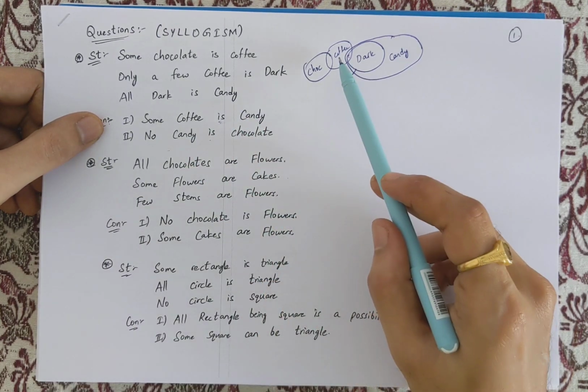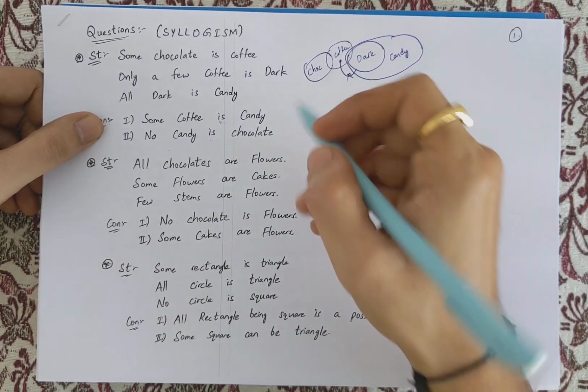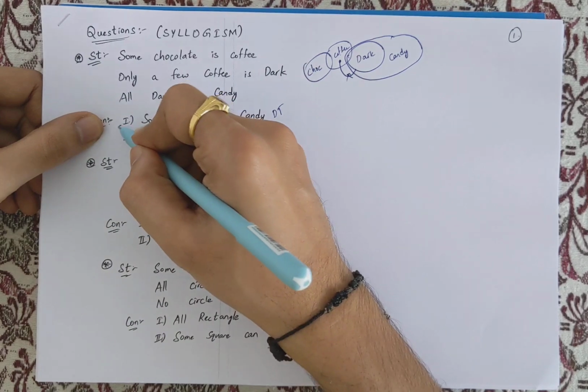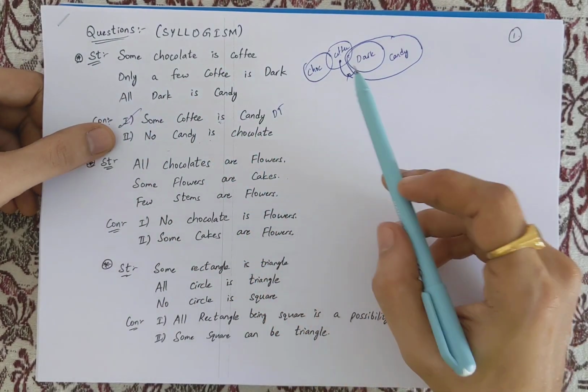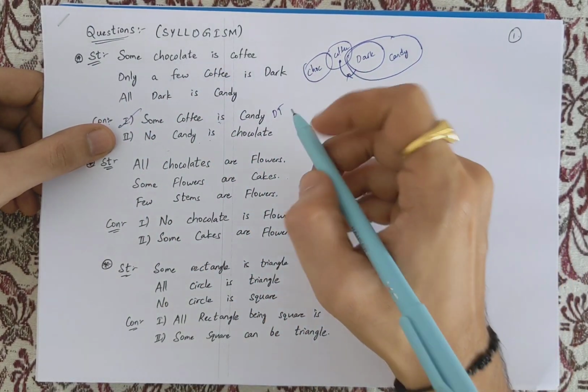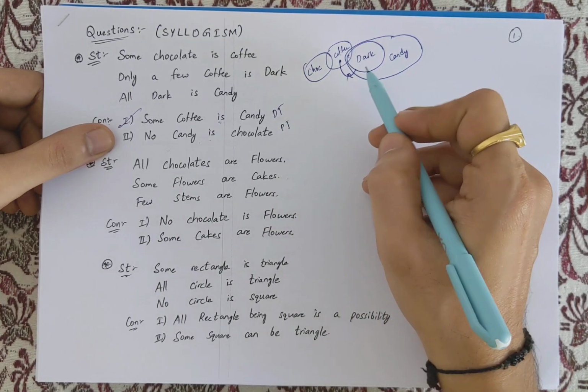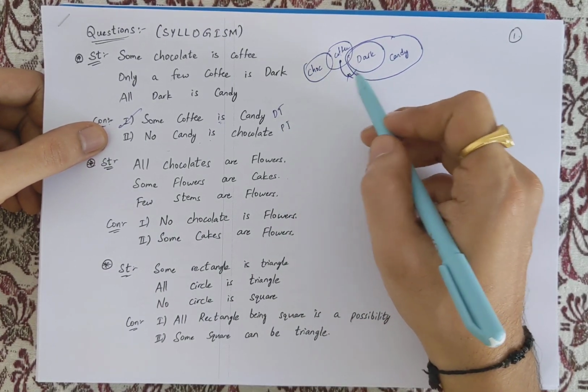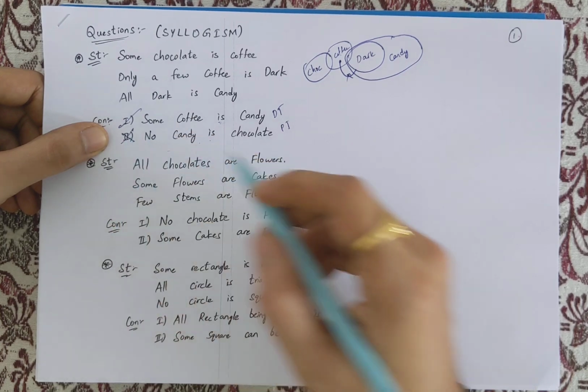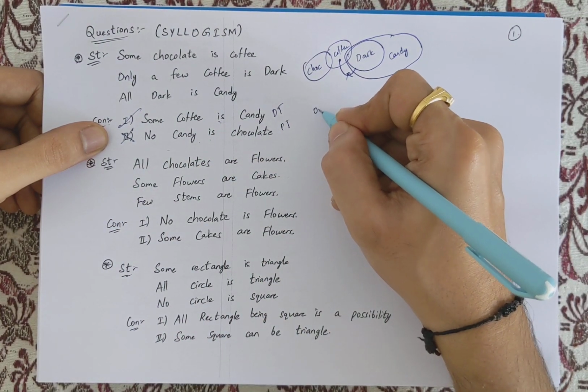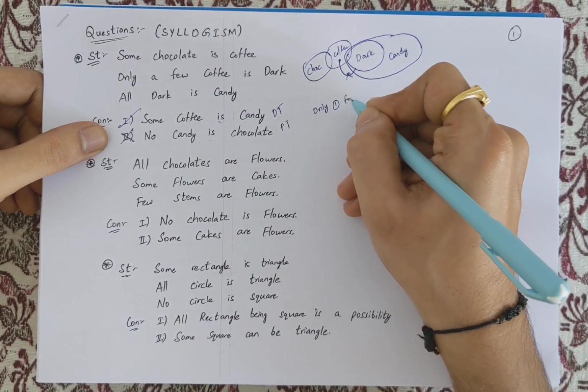Some coffee is candy. Some coffee is candy is definitely true. Right? Hence this is true. No candy is chocolate. No candy is chocolate is possibly true. Right? But it's not definite. Hence it is wrong. The answer is only one follows.